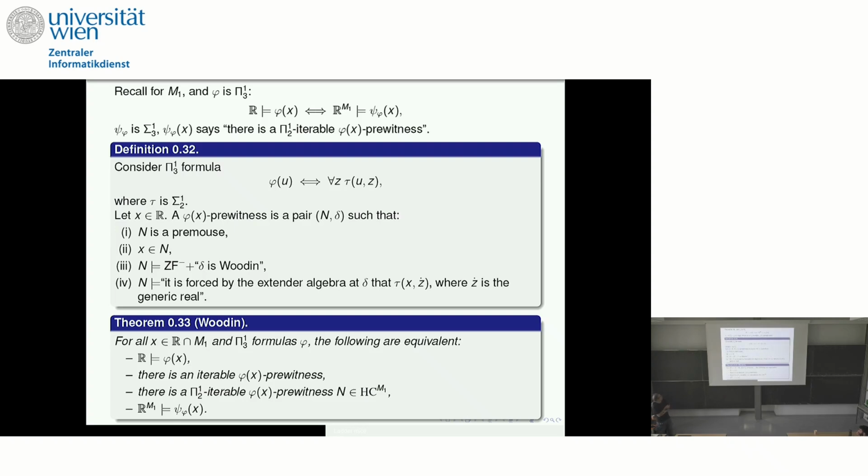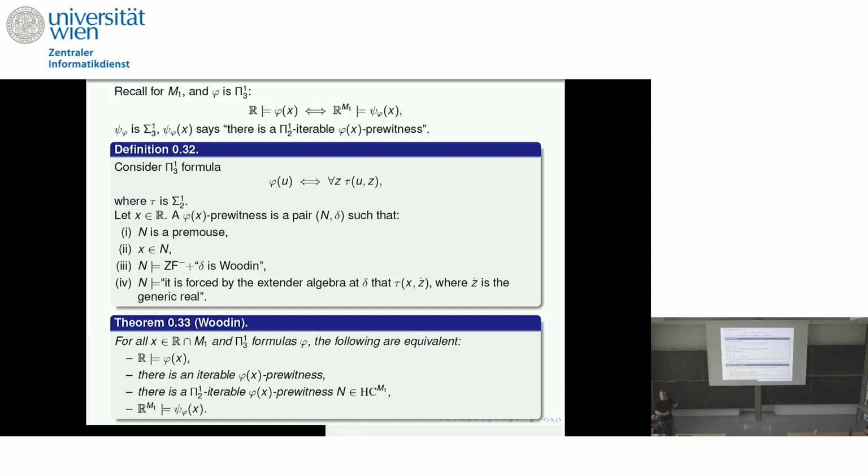So let's remember how that goes. If phi is pi 1 3, then the reals satisfy phi of some x, where x is a real in M1, if and only if the reals of M1 satisfy this sigma 1 3 formula. The sigma 1 3 formula says there is a pi 1 2 iterable phi x pre-witness. Pi 1 2 iterable is a pi 1 2 definable condition, which is a sort of weak form of iterability. And phi x pre-witness is a first order condition on a pre-mouse. So it says it's a pre-mouse and it's a first order condition. So that's explained here, what the condition is.